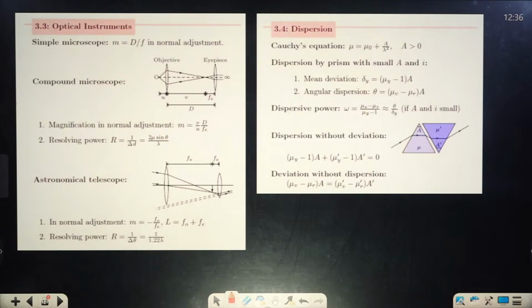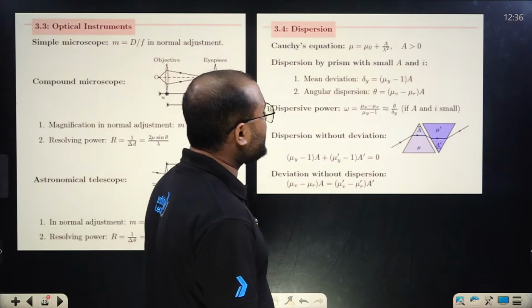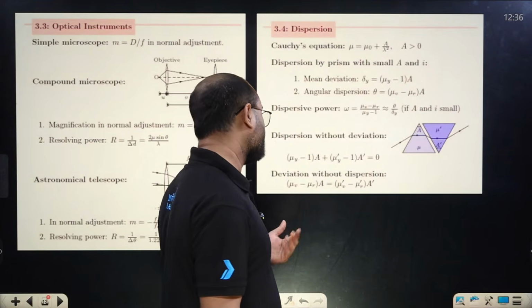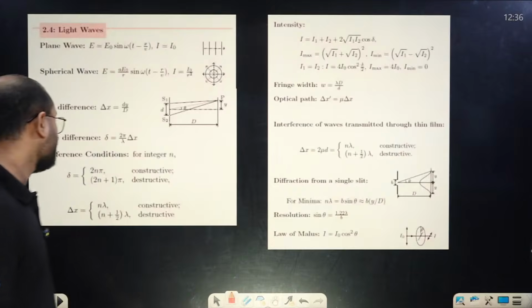After that, the simple microscope. Then we have the compound microscope, the values, the variation, and every single thing. Power also. Yes, mean deviation, angular deviation. This type of question is very rare, but it may be asked to you. So please do remember these formulas also.